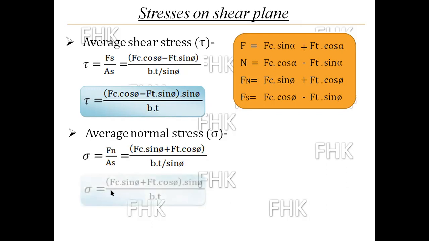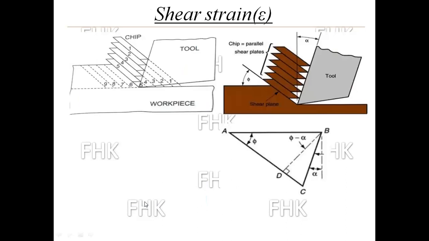So the average normal stress is equal to Fc sin phi plus Ft cos phi into sin phi divided by b into t. That is the formula for average normal stress. Remember this formula and write it down in your notebook. Next is shear strain, denoted by epsilon.